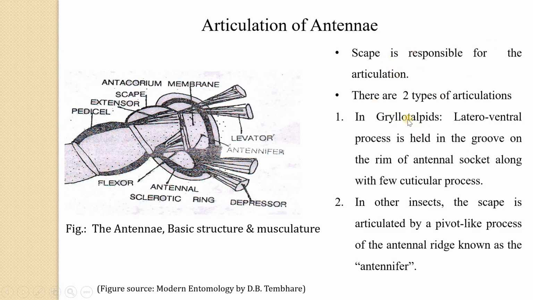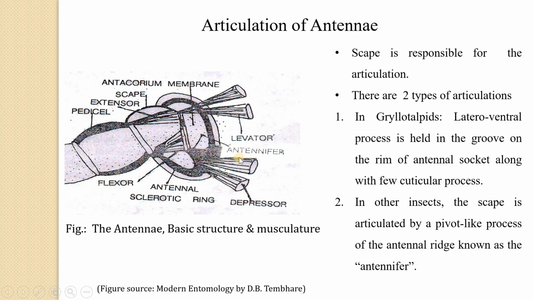So this kind of articulation of the antennae is found in the Grylotalpidae. And the second one, which is the most generalized and found in all the remaining insects, is where the scape is articulated by a pivot-like process of the antennal ridge known as the antennifer. So here in this diagram you can see this is an antennifer and this one is a pivot-like process actually. And this pivot-like process is responsible for articulation.